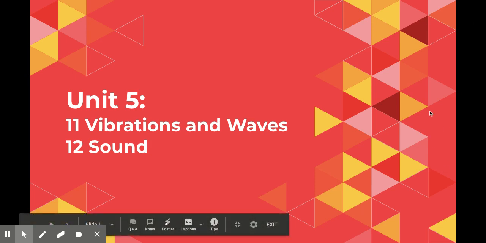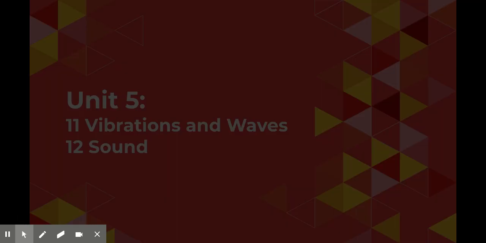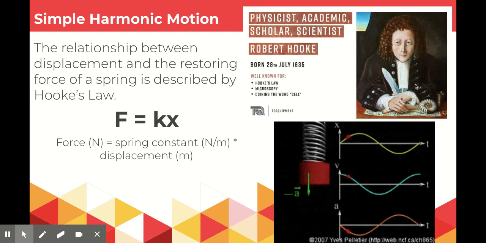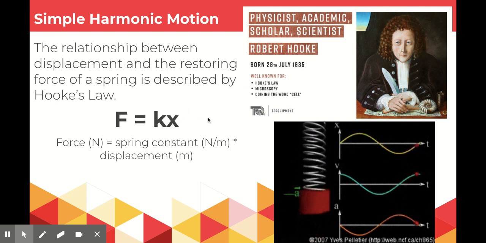So we're going to go ahead and get into this. This is unit 6, not unit 5: vibrations and waves, and a little bit with sound. Today we're going to be talking mostly about simple harmonic motion, which is kind of a throwback to earlier in the year. We did use this relationship, this formula already. So force is equal to the spring constant times the displacement. The only difference now is that we're applying this relationship to a different set of values.